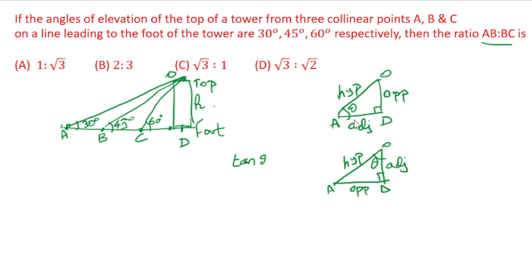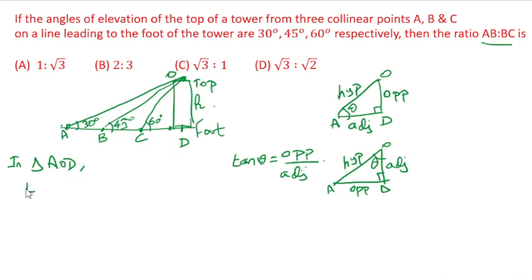So in a right angle triangle, this is the situation. The formula is tan theta equals opposite side by adjacent side, right? Opposite side by adjacent side. We just incorporate this formula here. In triangle AOD, we just took the first triangle.